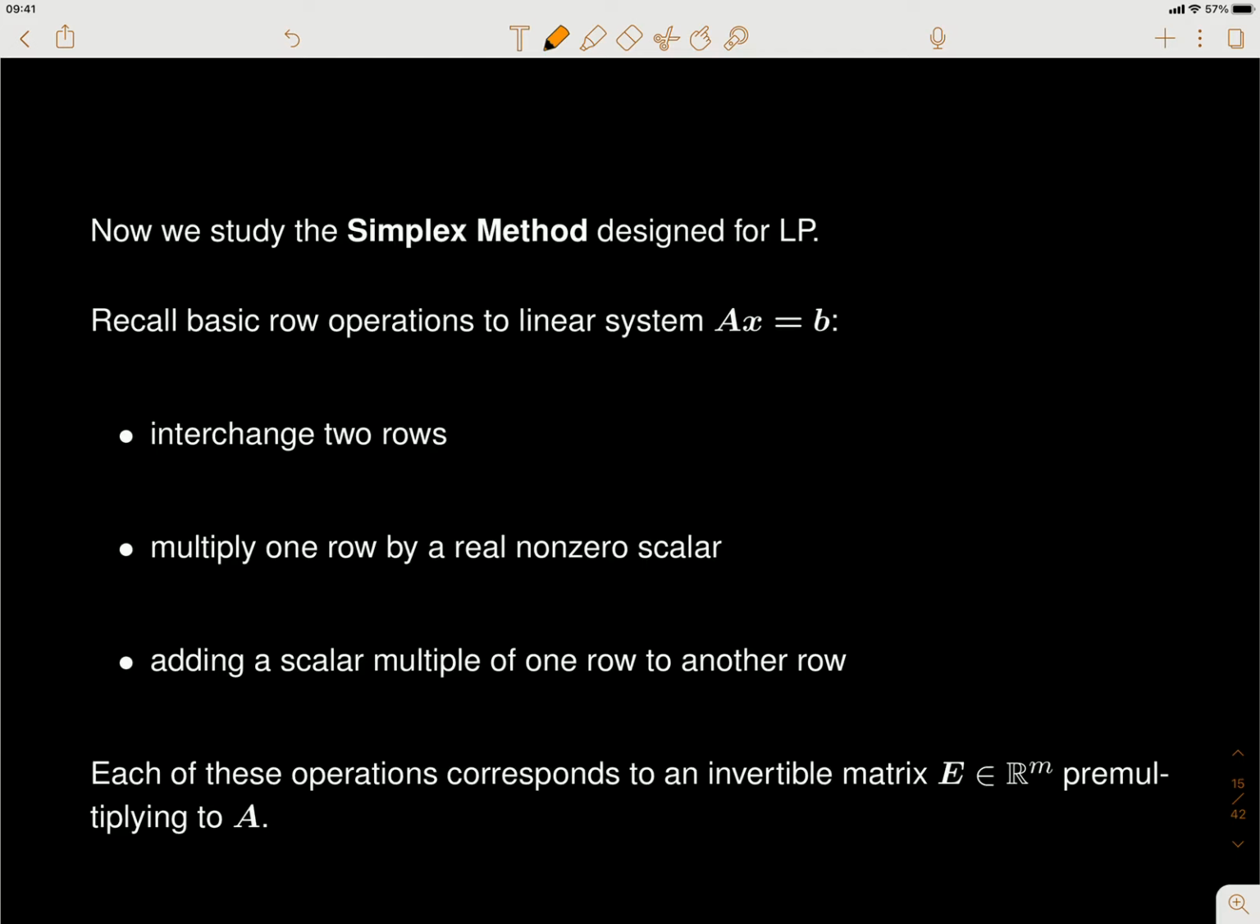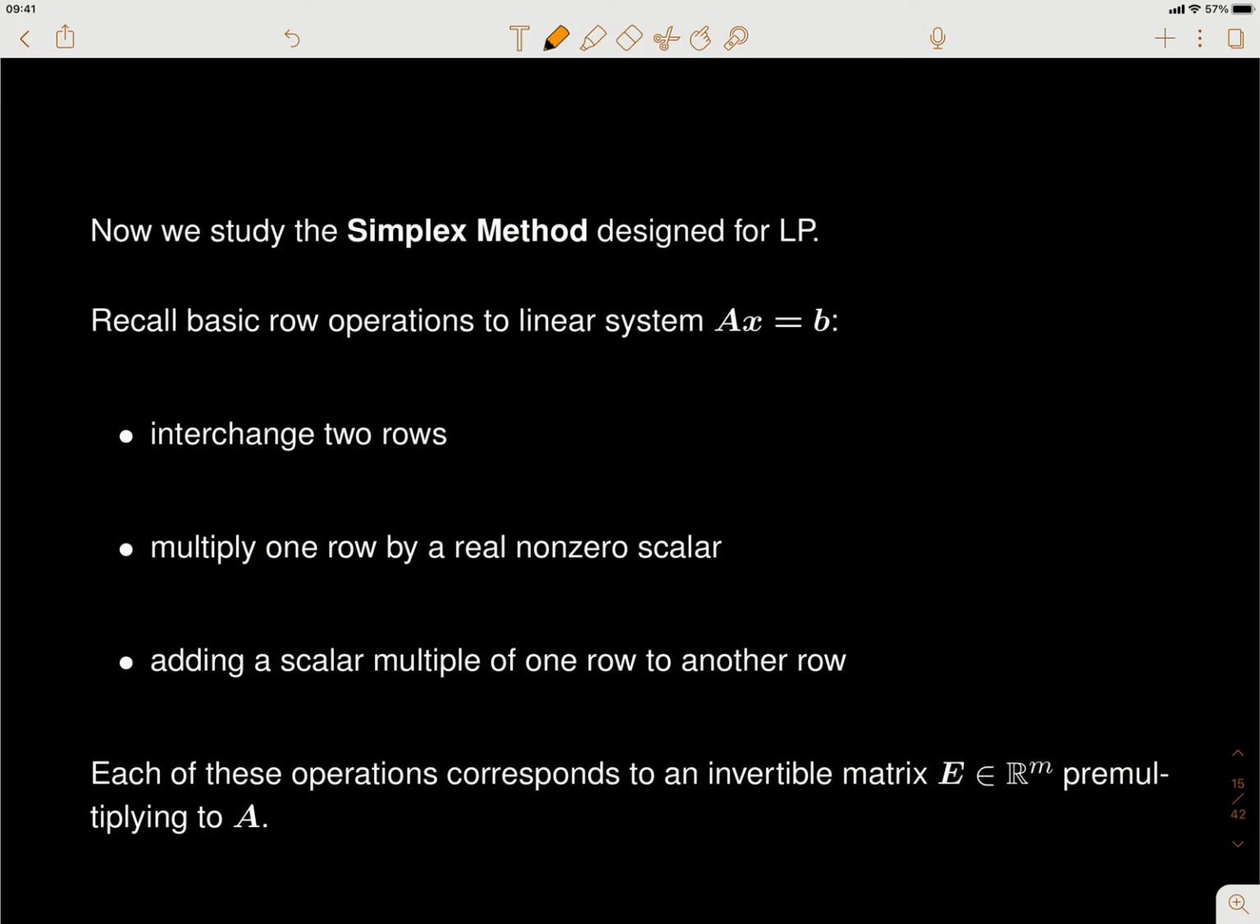Okay, today we start working on the simplex method. This method is used to solve the linear program just by following the special structure of a linear program or the geometric interpretation we introduced before.